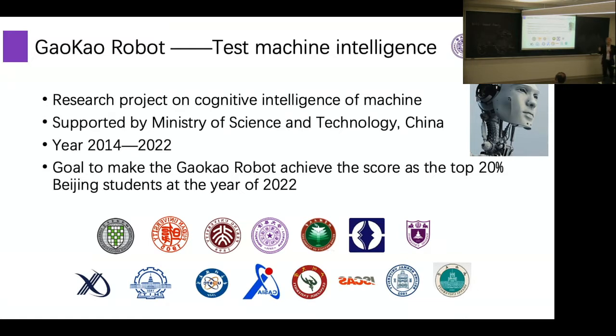Why do we pick Beijing? Because in China, different provinces have different questions in the Gaokao. Maybe you say that the questions in Beijing are simpler, but we don't think so. So there are nearly 20 universities involved in this project.